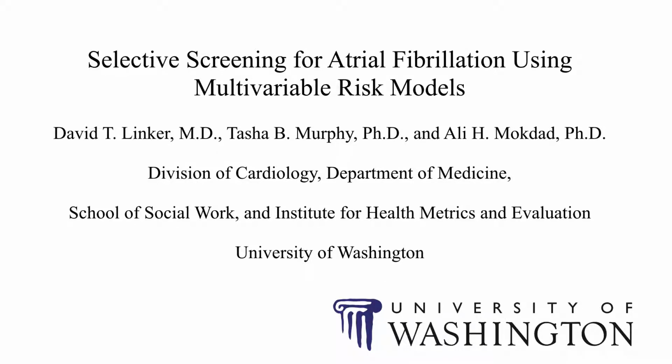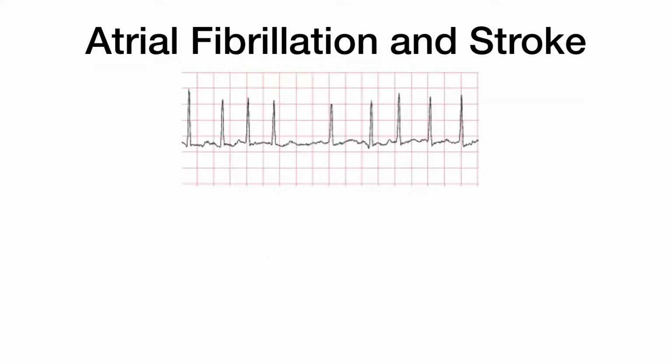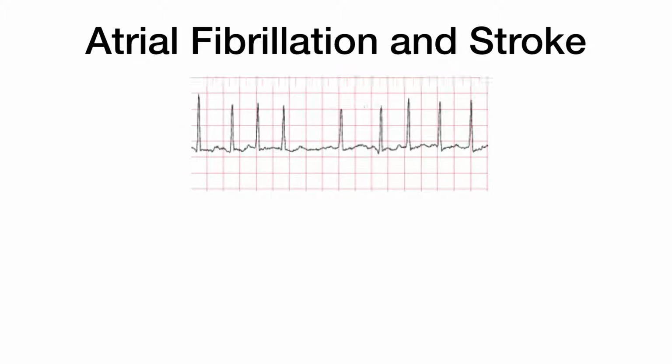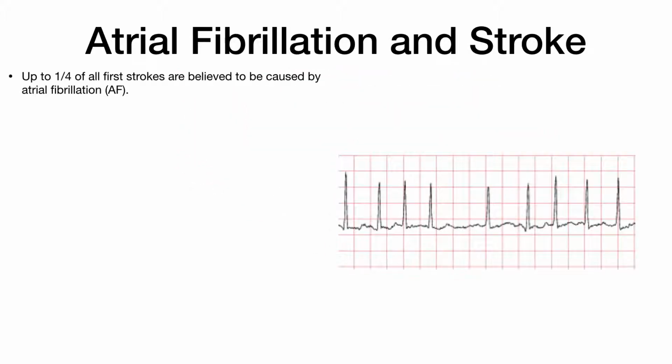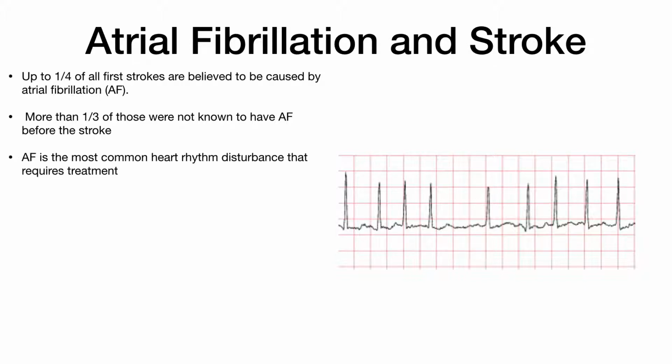My name is David Linker, and I'm pleased to summarize our study, Selective Screening for Atrial Fibrillation using Multivariable Risk Models. Atrial fibrillation is a specific irregular rhythm of the heart. Up to 1/4 of all first strokes are believed to be caused by atrial fibrillation, or AF. More than 1/3 of those were not known to have AF before the stroke.